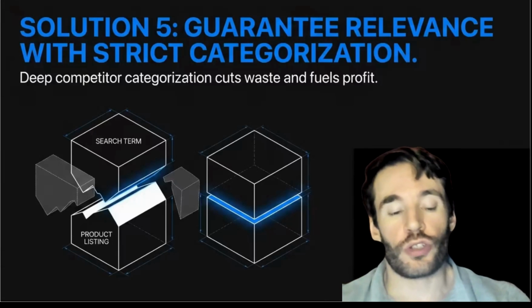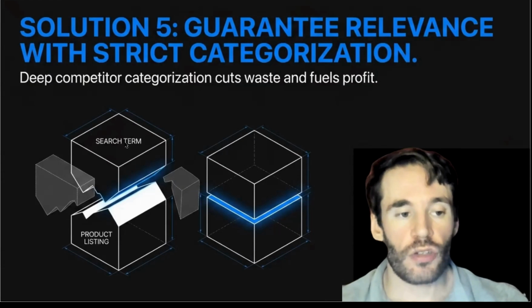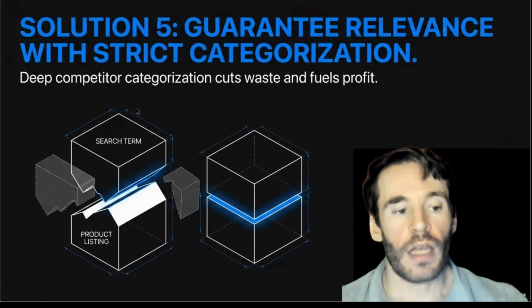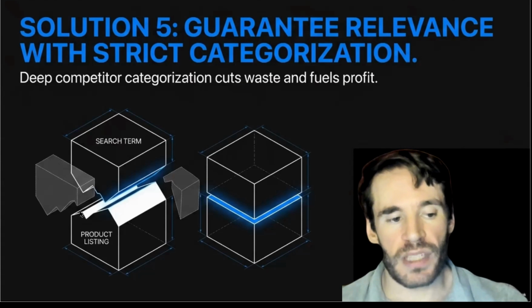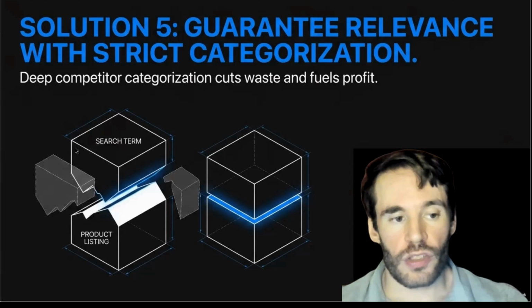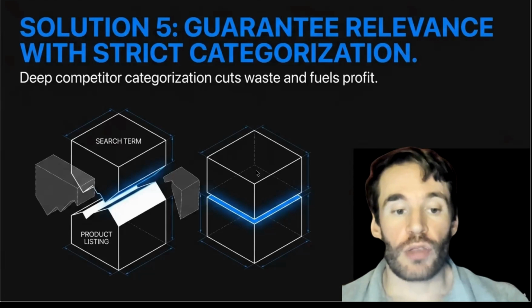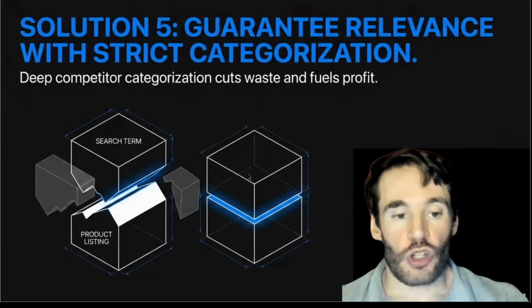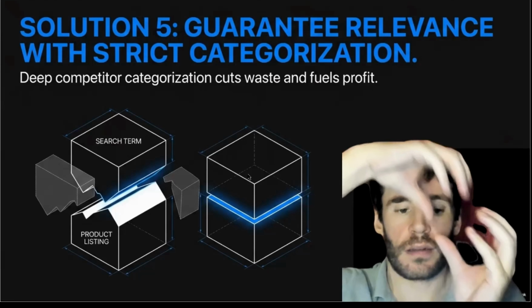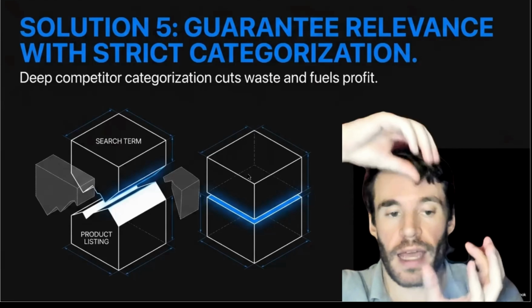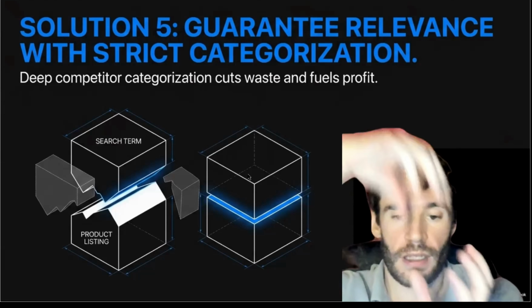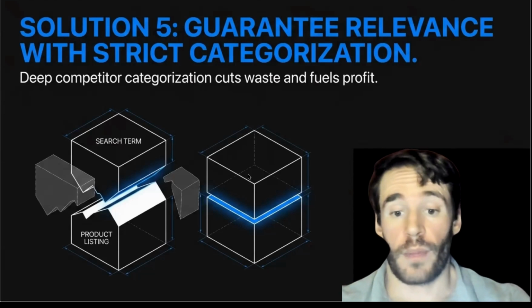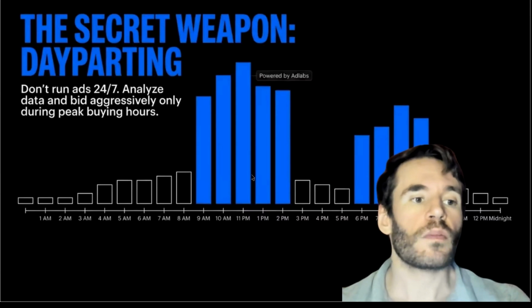So solution 5, guaranteed relevancy. As you see in the picture, this is a not matching search term with product listing. There is like a mismatch, like pieces are not matching together, right? The listing is not matching with the product, it's not matching with the search term. You need to have a match instead. The search term needs to perfectly fit inside the product listing, and they need to perfectly fit inside the product itself.